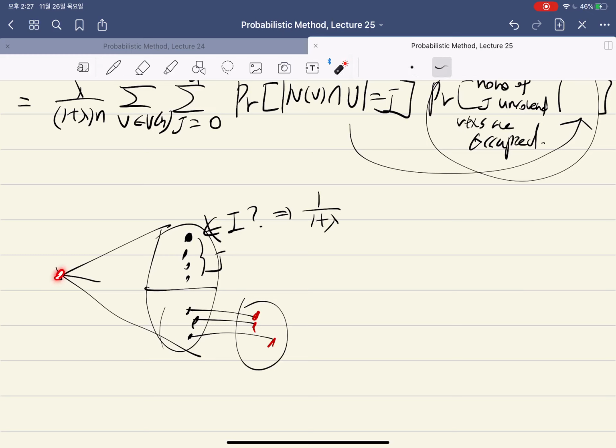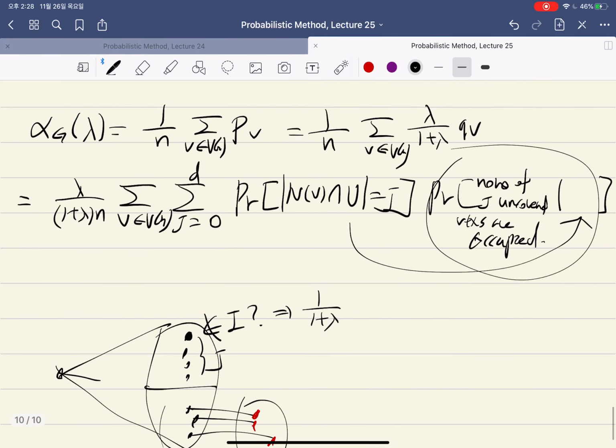And because G is triangle free, its neighborhood has no edges, so these form an independent set. So even if this one is in the independent set, it has no effect on whether that one is in the independent set or not. Especially when this is uncovered, all of its neighbors are not in I. So whether this is in there or not are independent events with this probability. It is not in I with this probability. So this probability is nothing but 1 over (1 plus lambda) to the j.